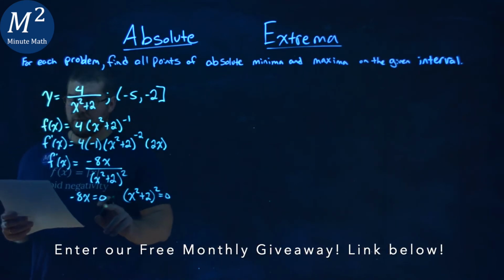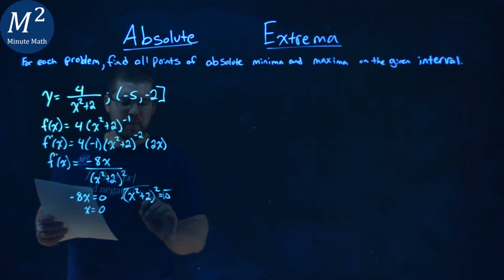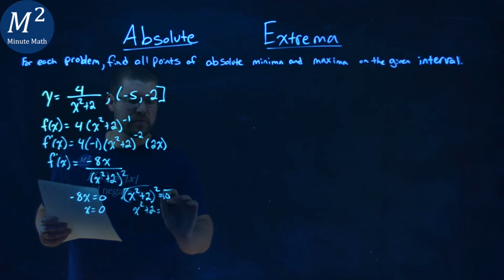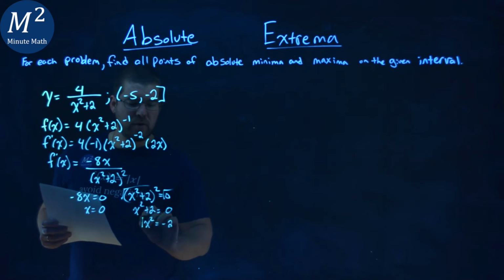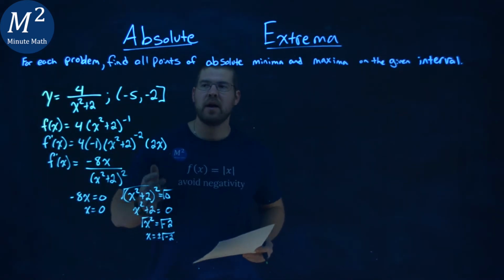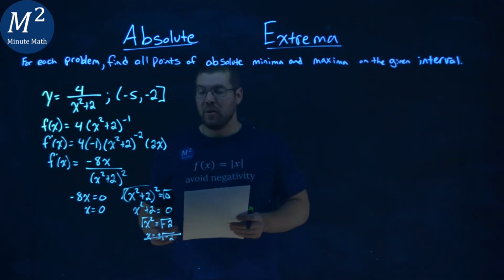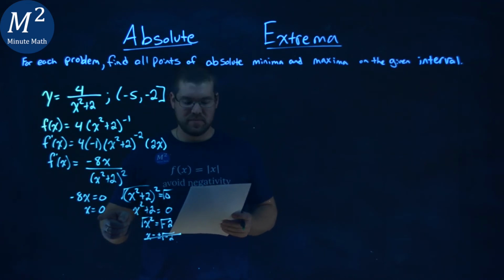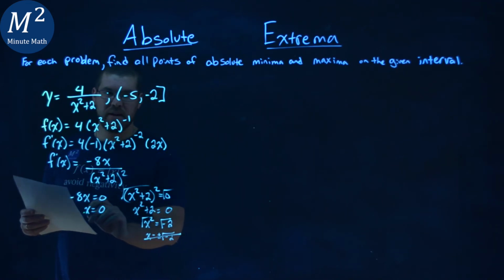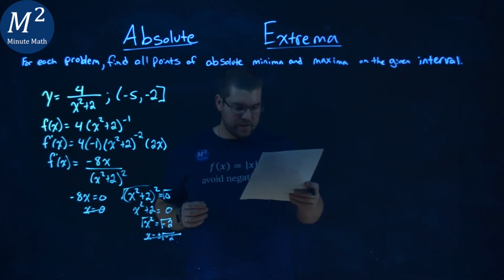Divide both sides by -8, that's easy, x equals 0. Square root both sides, and we have x squared plus 2 equals square root of 0, which is 0. Subtract 2 to both sides, x squared equals -2. Square root both sides, and we have x equals plus or minus square root of -2, and that is imaginary, which is clearly not in our interval or domain here. So we can't use those values. And 0 is not in the interval as well. So we can't use either one. Nothing is in our domain here.